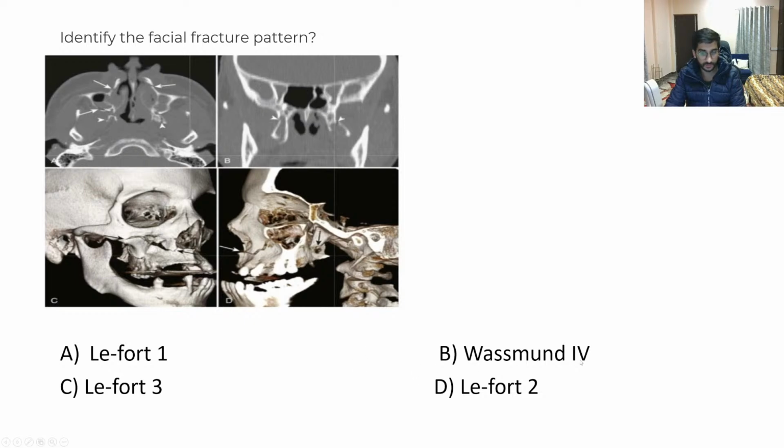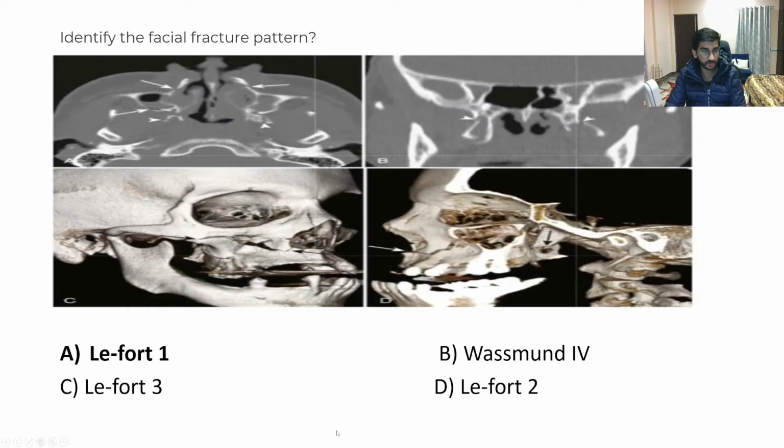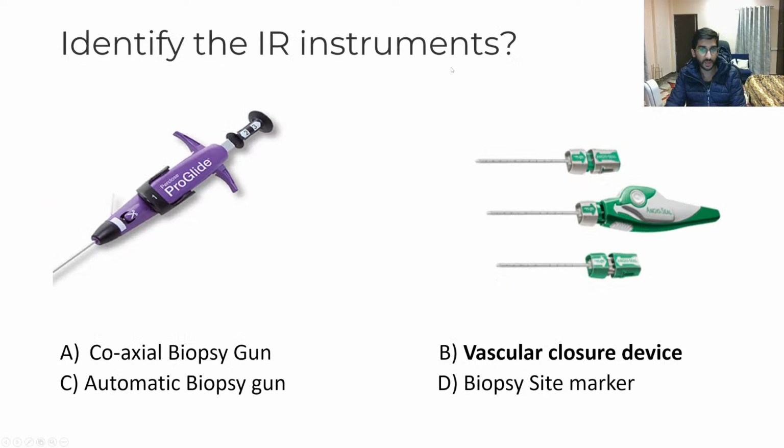And the Wassmund classification is a classification of mandibular condyle fractures. Here in the VRT image, you see this is not the mandibular condyle, this is actually the pterygoid plate, which is evident in the coronal and axial images also. So the Wassmund classification is for fracture of the mandibular condyle. So the correct answer to this question was Le Fort 1. So we move on to the next question. Identify the IR instrument. As you see, this is Perclose.